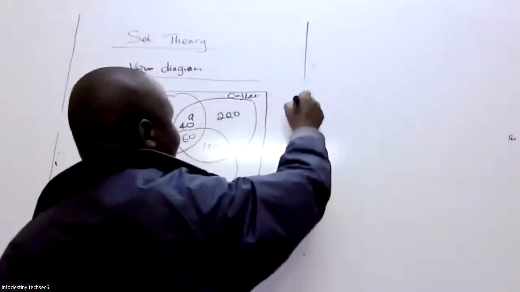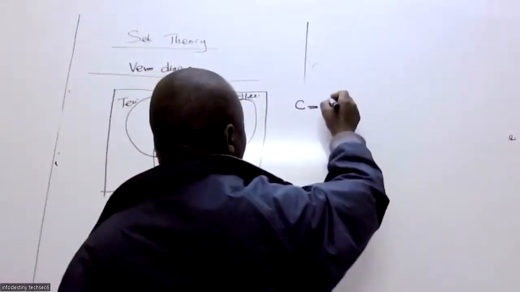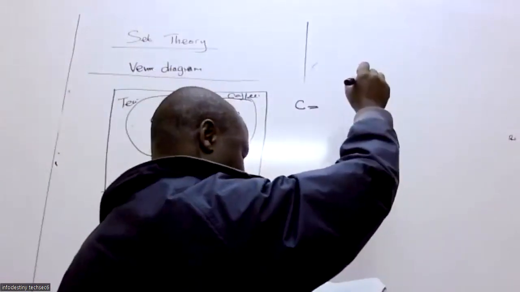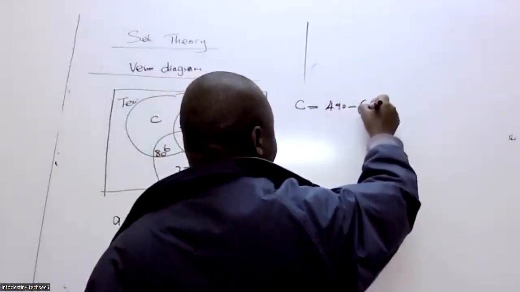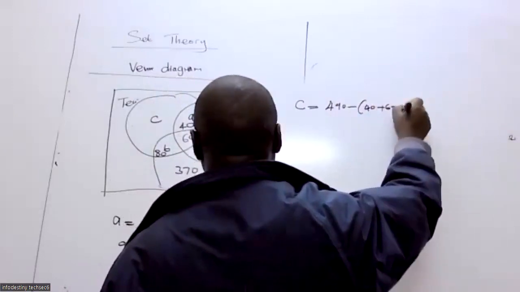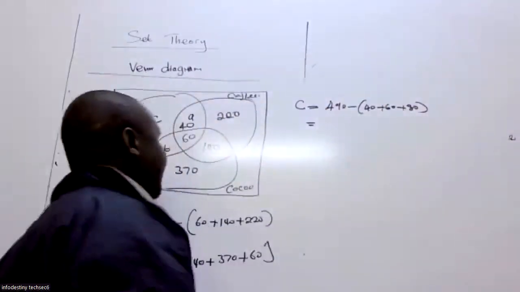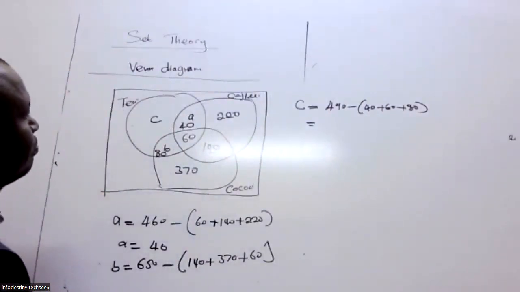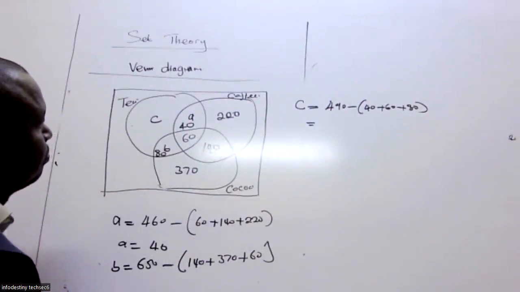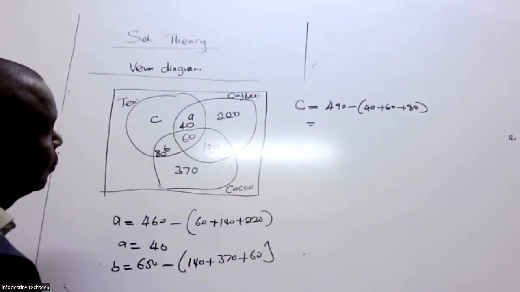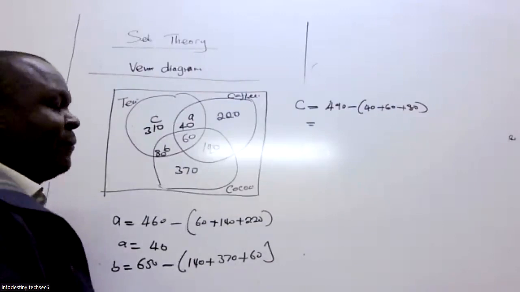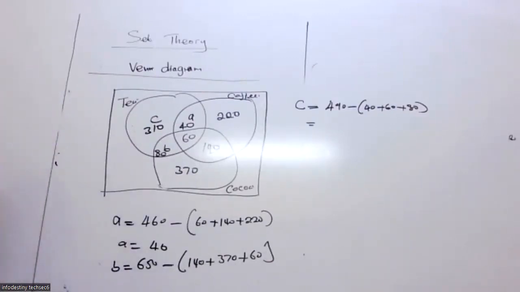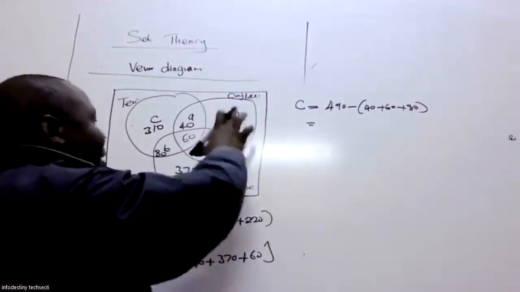So we say C will be equal to 490 minus into bracket 40 plus 60 plus 80 to give us 310. Now remember, this is the custom. So let's find out. Remember, we are given 1600 consumers. So what are the total number of consumers?